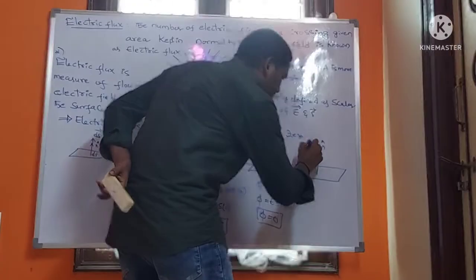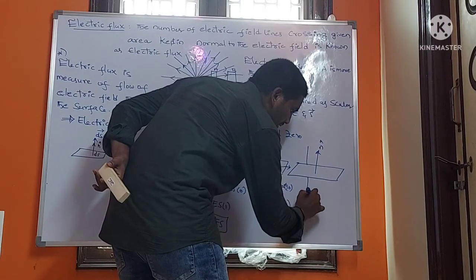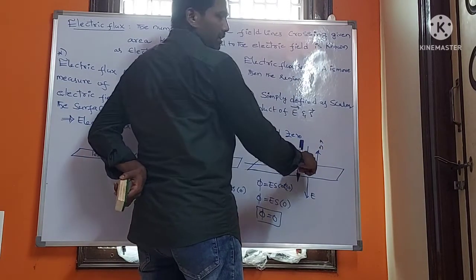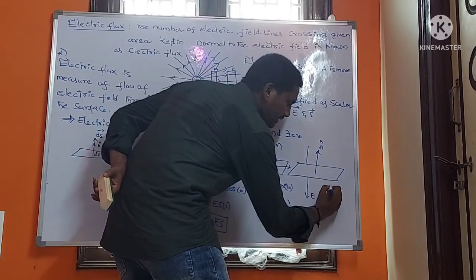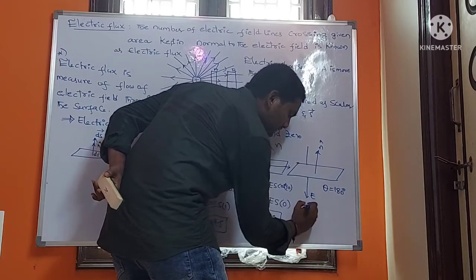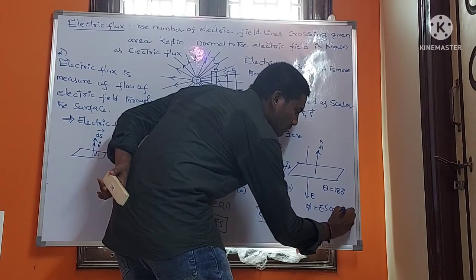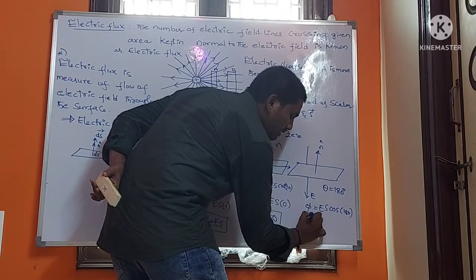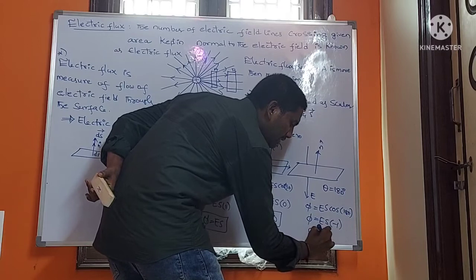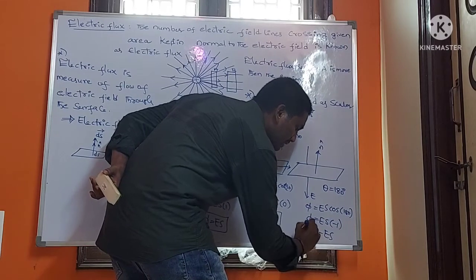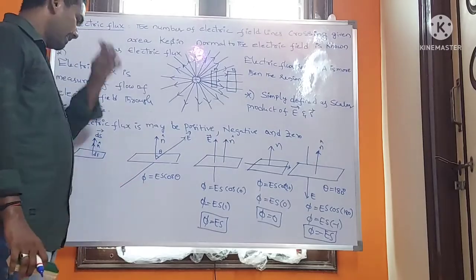Okay, next, the electric field and area element are in opposite directions. Theta is equal to 180 degrees. So flux is equal to ES cos 180, that is, phi is equal to ES times minus 1, so phi is equal to minus ES. This is the flux is negative. Okay, these are the four conditions.